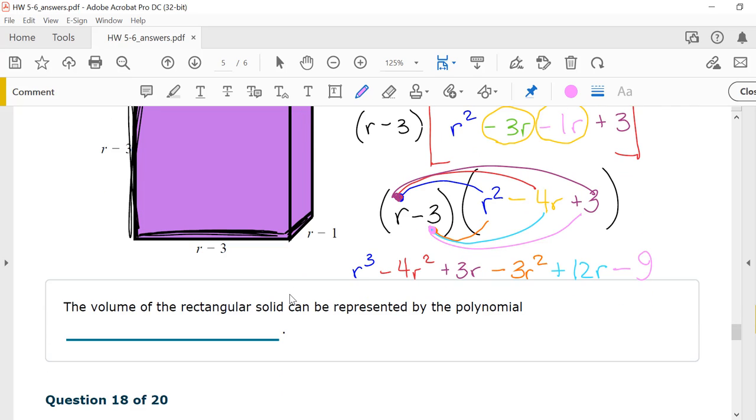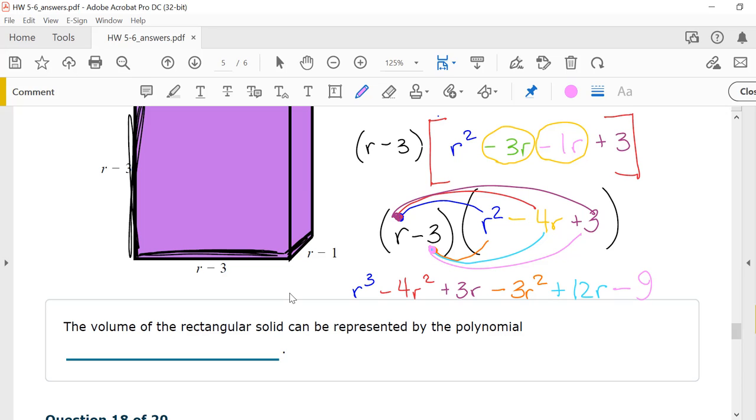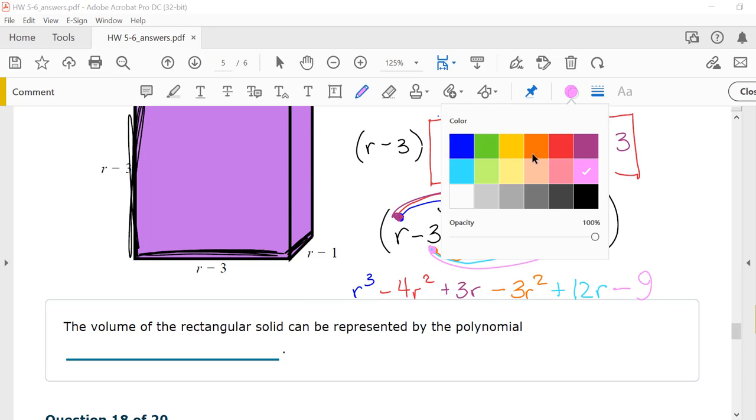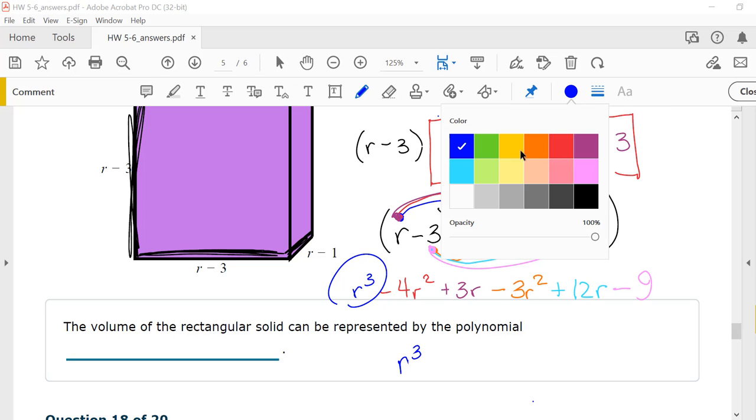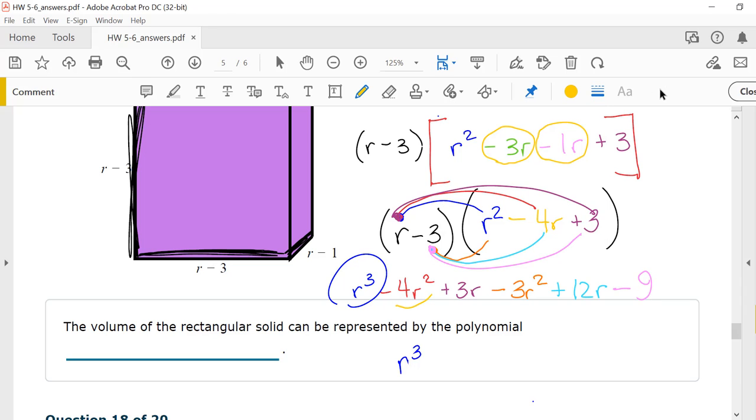Okay, can we clean that up any? I only see the 1r squared here. There's no other r cubed. So I'm going to leave r cubed by itself. Are there any r squareds? Minus 4r squared minus 3r squared is minus 7r squared. Are there any r's?